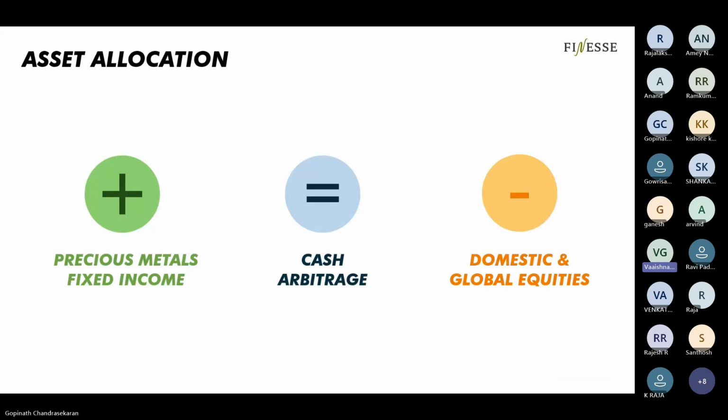Right now, when we look at asset allocation in portfolios, we are very positive on precious metals and fixed income. While we consider cash holdings and arbitrage, we're neutral about them. And when you go to domestic and global equities, considering the markets right now, we are not very positive on the equities side. So we feel that right now allocating towards precious metals and fixed income will be a very good opportunity for you as an investor.